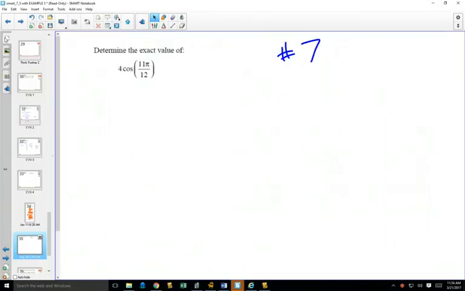So try this one on your own. And then from the homework, if you get this one done, you can do number 7.